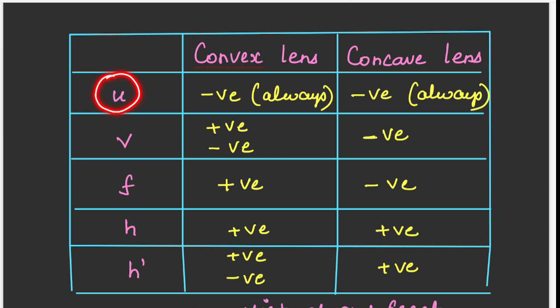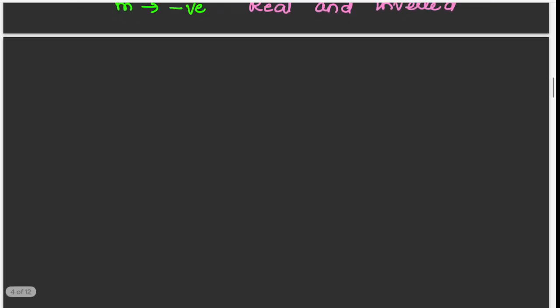Here u is called the object distance. The object distance, for the concave lens as well as for the convex lens, will be negative. Always it is negative. Object distance is always negative. And v is called the image distance. The image distance can be positive or negative for the convex lens, and for the concave lens it is negative. So how are you going to find it? I'll show you how you are going to find the image distance.